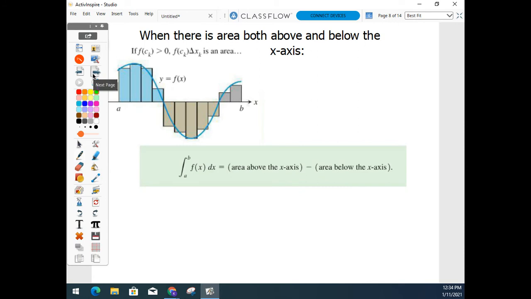Okay, so typically we're going to have areas that are both above and below the x-axis. So to find the integral value, because it's positive above and negative below, we'll just take the area above and subtract the area below. We're going to find each area, and the above will be positive, the below will be negative, and the integral will be the combination.